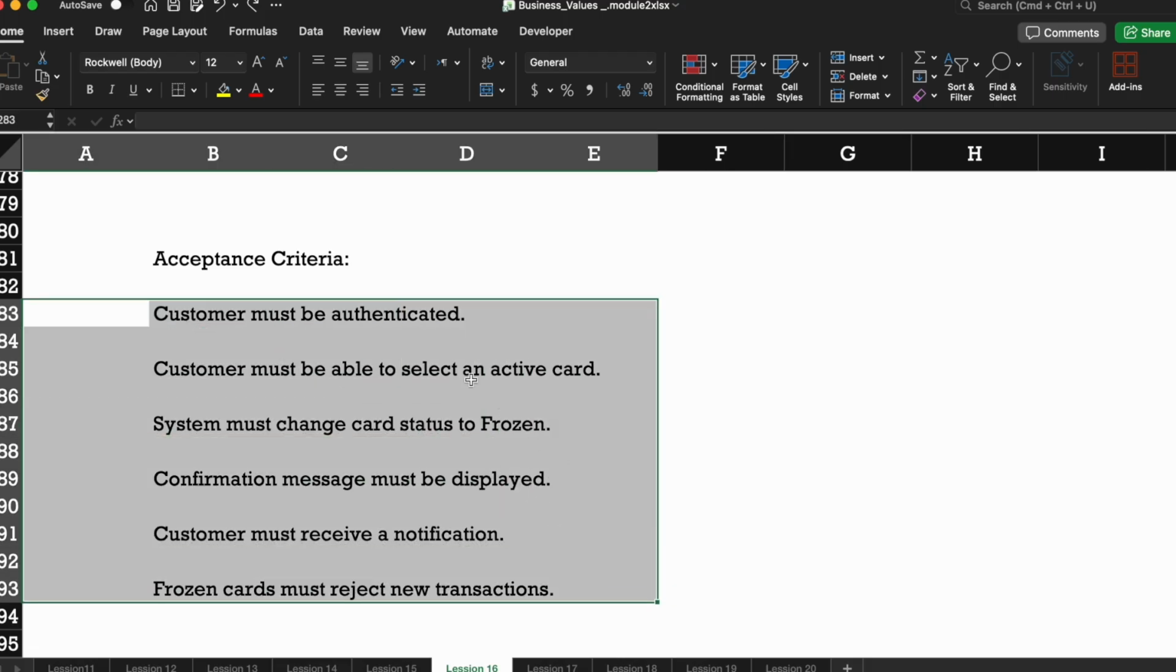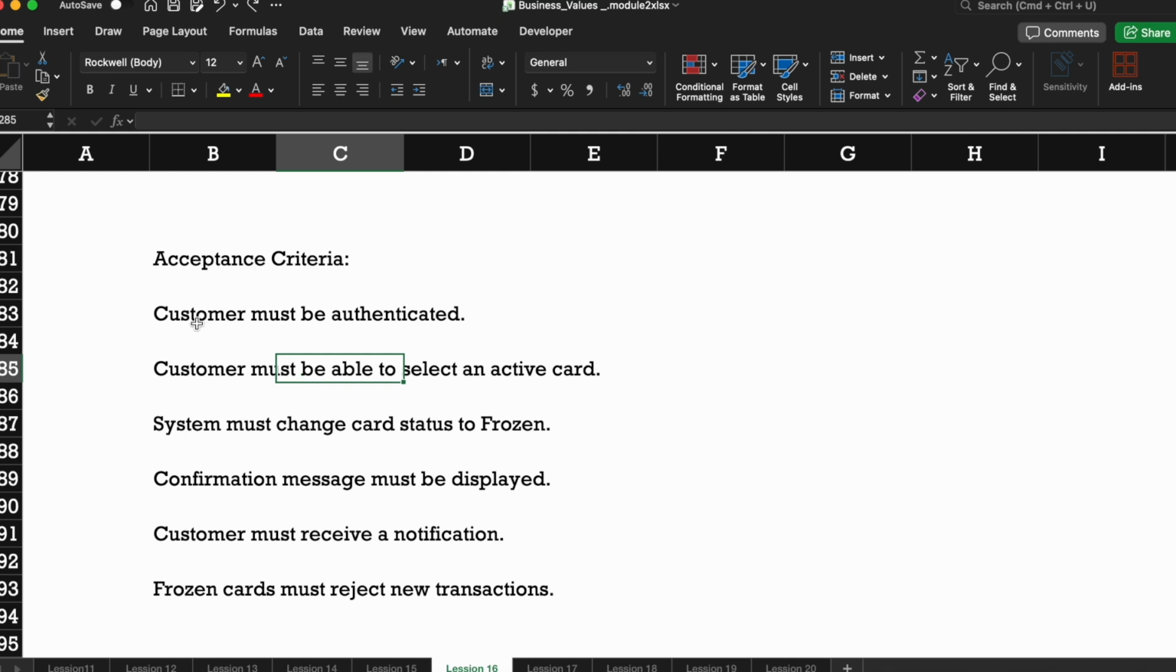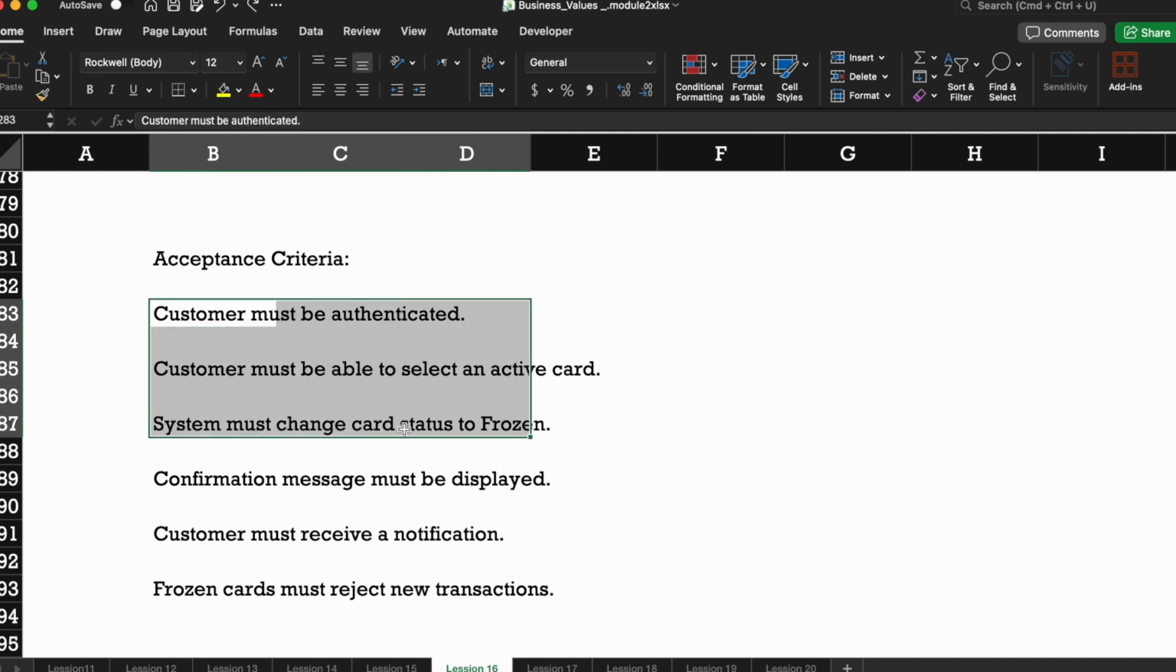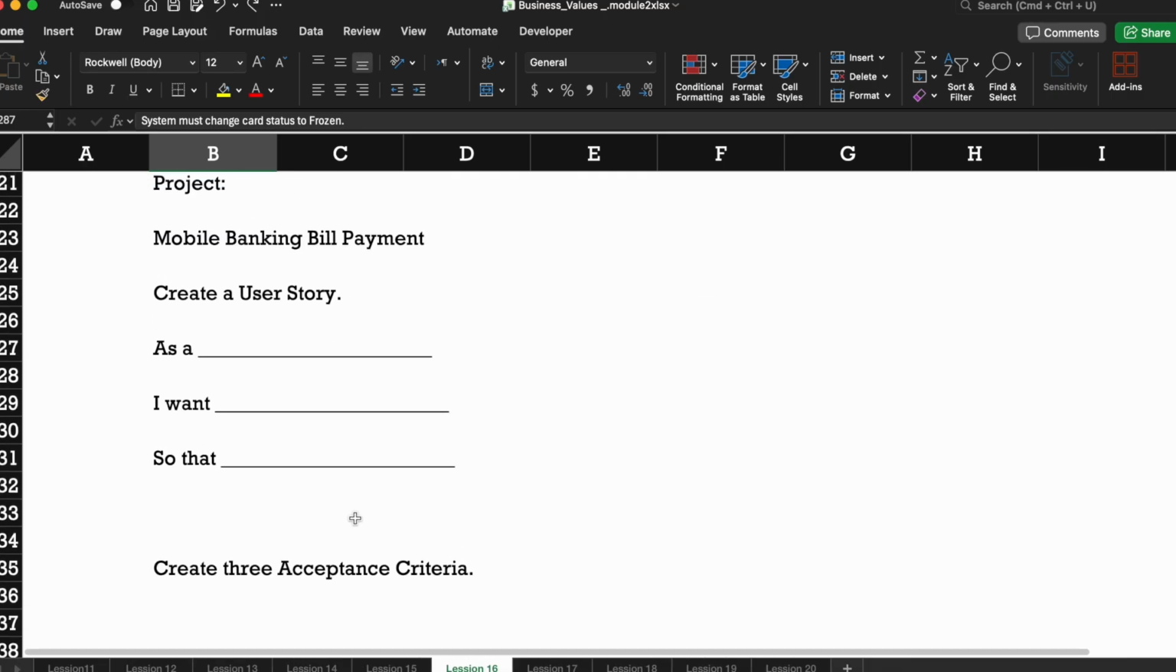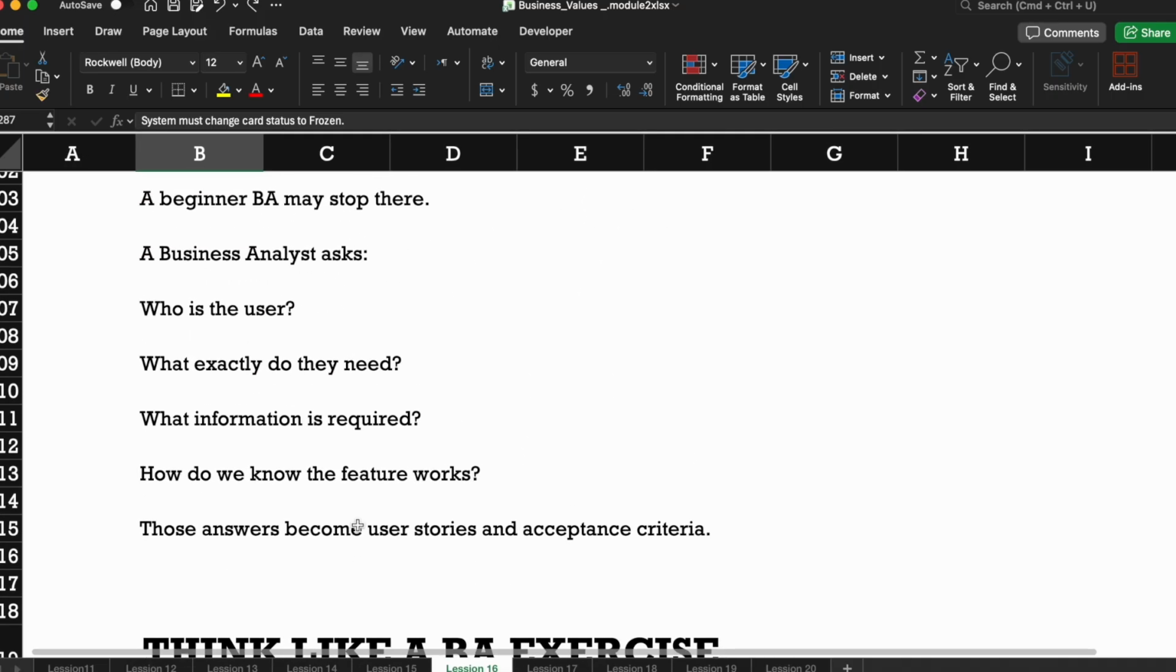Okay, this is easy, right? You can follow this template: what the customer must do, what the system must do, and what the customer must see in the system. Input, process, and output, right? That's what we are displaying here.